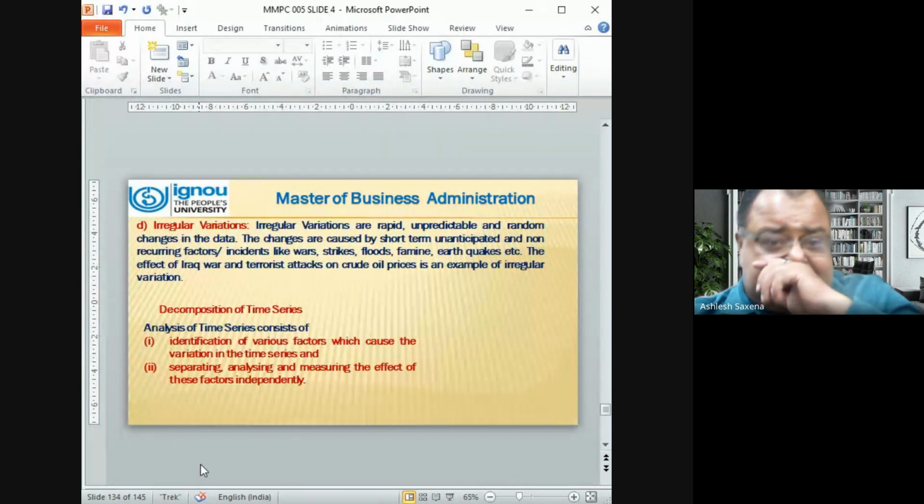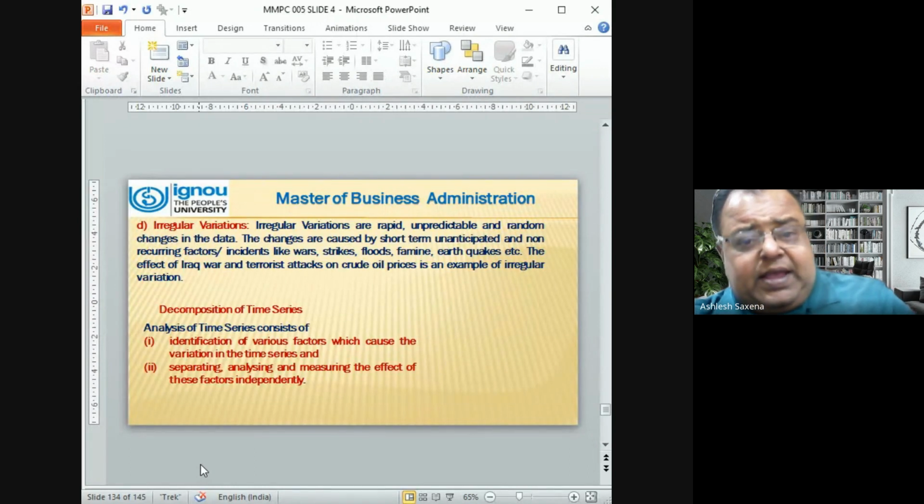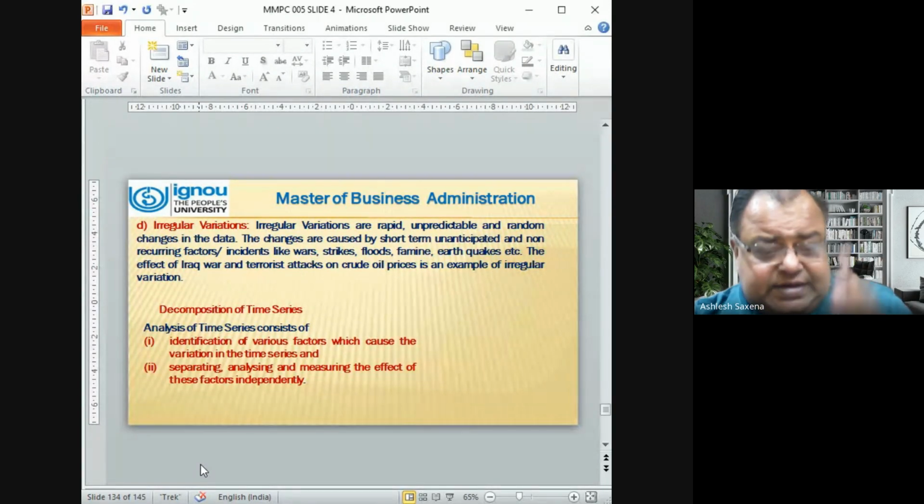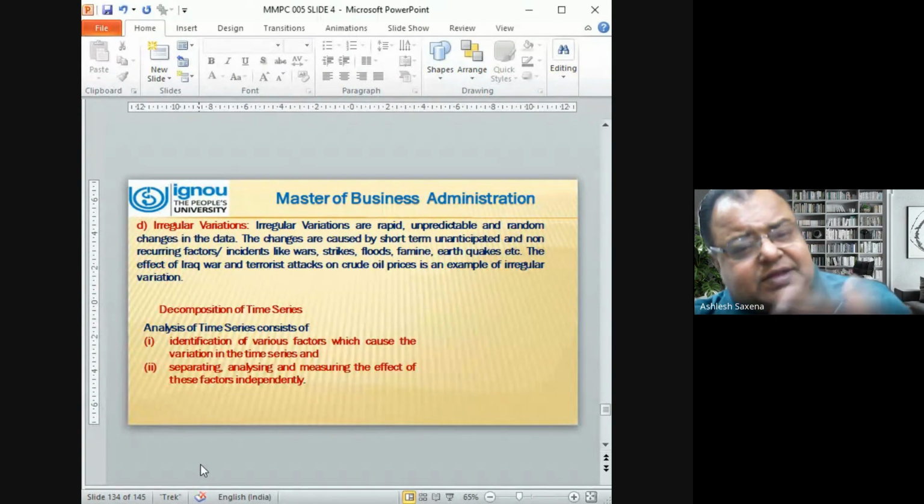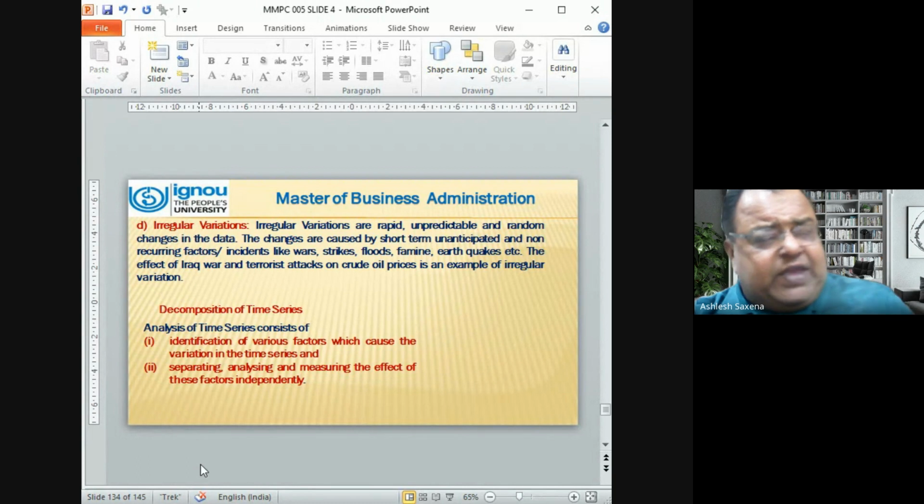Irregular variations. Irregular variations are rapid, unpredictable, and random changes in the data. The changes are caused by some short-term, unanticipated, and non-recurring factors. Incidents like wars, strikes, floods, famine, earthquakes, etc. The effect of the Iraq war and terrorist attacks on crude oil prices is an example of irregular variations.